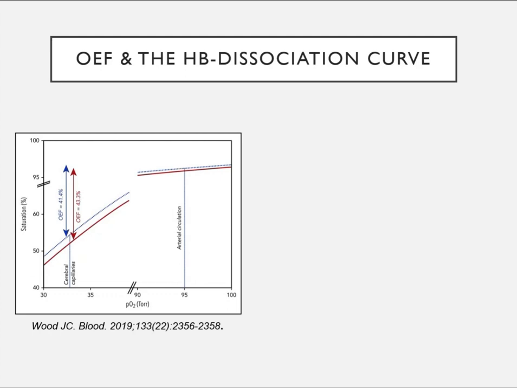And depending on the location, it's a sigmoidal curve. We describe it by a P50, which is the PO2 at which the oxygen in the blood is 50% saturated. As it moves rightward, the blood will unload oxygen more easily. As it moves leftward, it holds onto oxygen much more tightly.